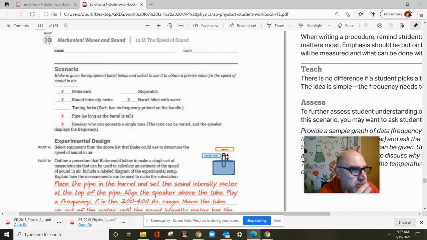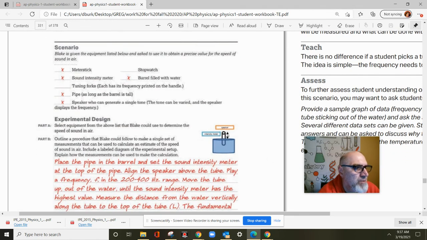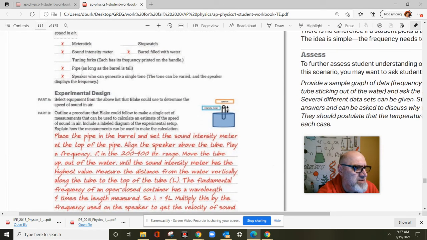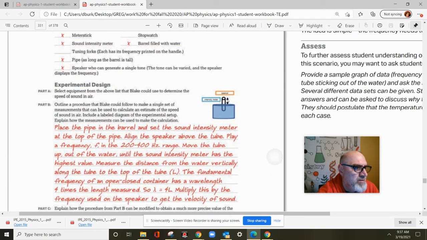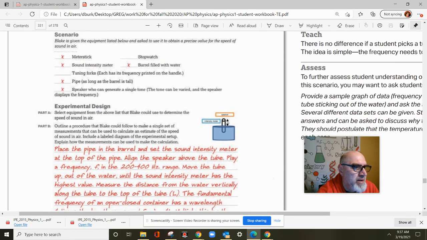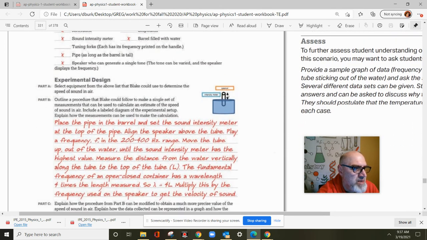Blake is given the equipment listed below and asked to obtain a precise value for the speed of sound in air. It's got a meter stick, a sound intensity meter, a barrel filled with water, a pipe, and a speaker that can generate a single tone. We don't have a sound intensity meter. We use our ear, right? Your ear could be a sound intensity meter. You can tell when something's louder and softer. But apparently Blake is going to use a sound intensity meter instead of his own ear.